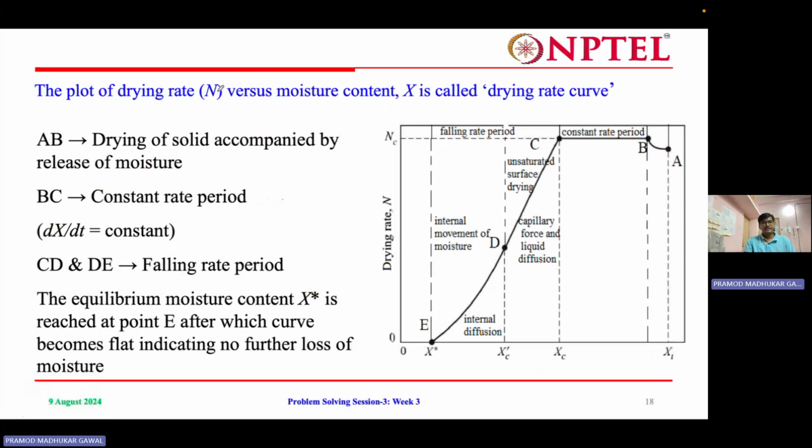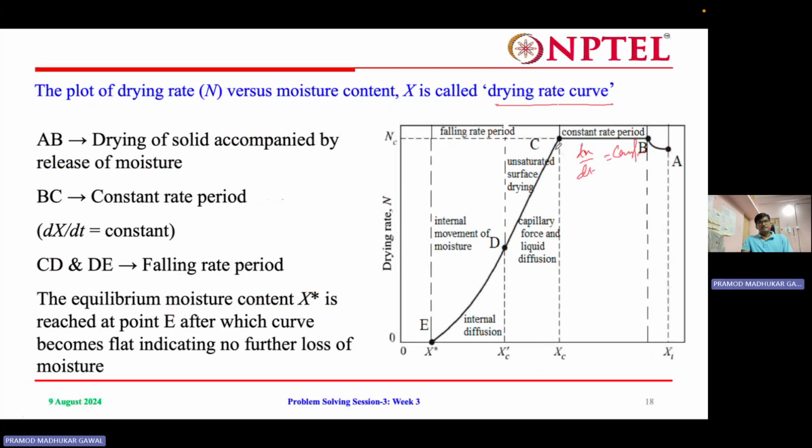The plot of drying rate N versus moisture content X is called the drying rate curve. So here is the drying rate versus X. So here AB is the drying of solid accompanied by the release of the moisture, right? And B to C is the constant rate period. So dX by dt is equal to constant.